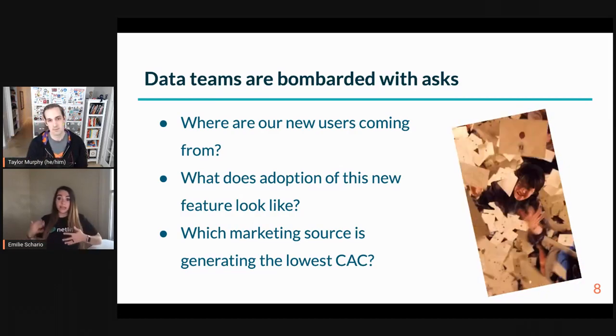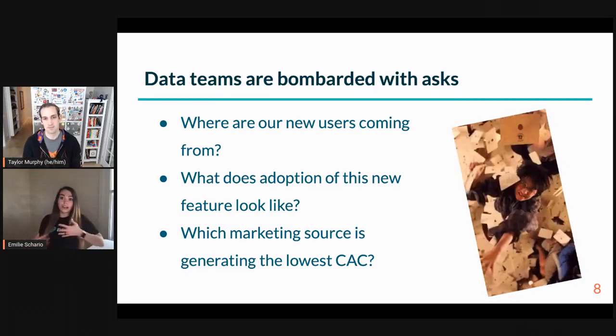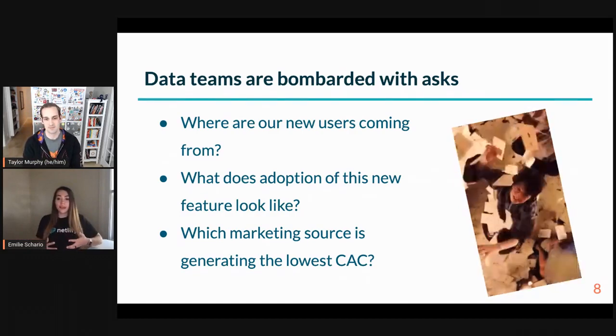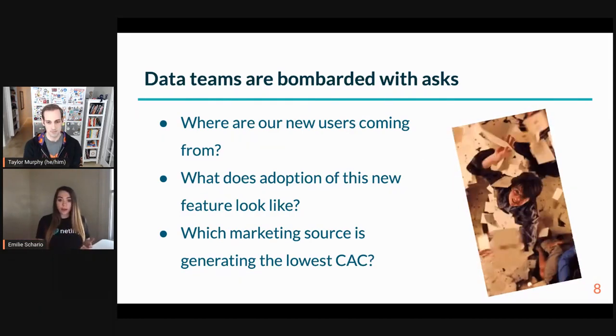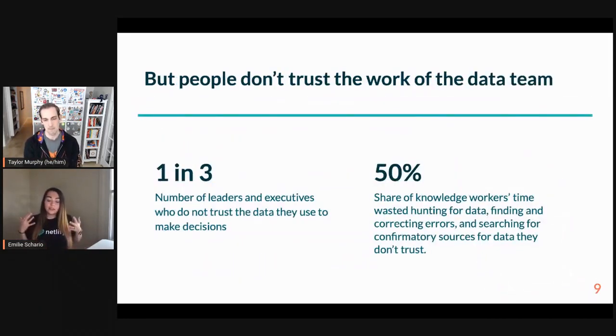It feels a bit like this Harry Potter scene where there are more letters coming at you, or more asks coming at you, than you can possibly grab onto. And it really sucks because people don't trust the work that the data team is doing. Right now, 1 in 3 leaders and executives say they do not trust the data they use to make decisions. And that's from IBM and KPMG.